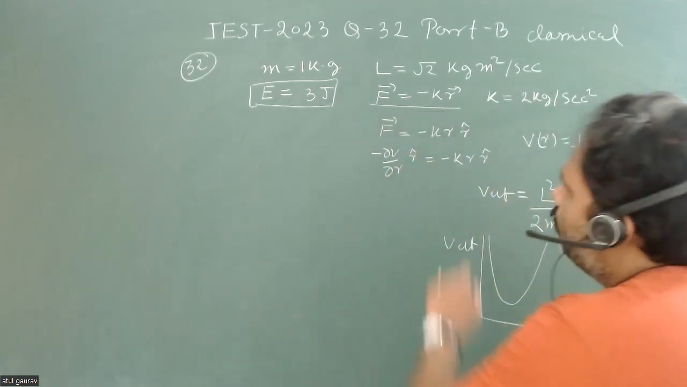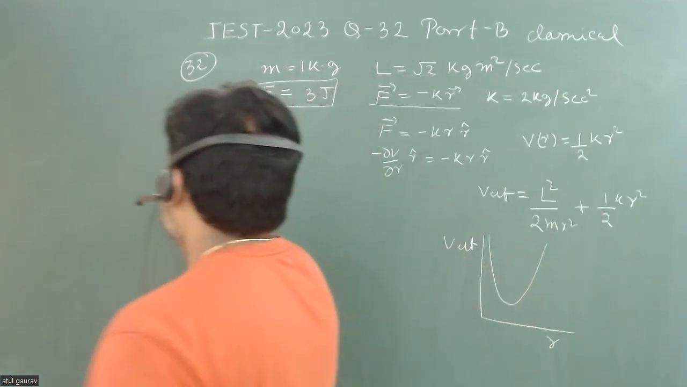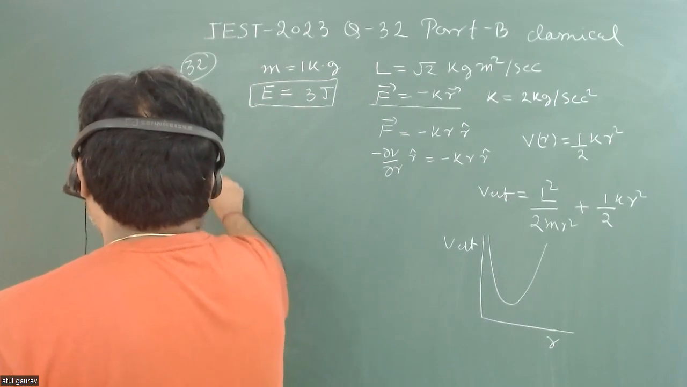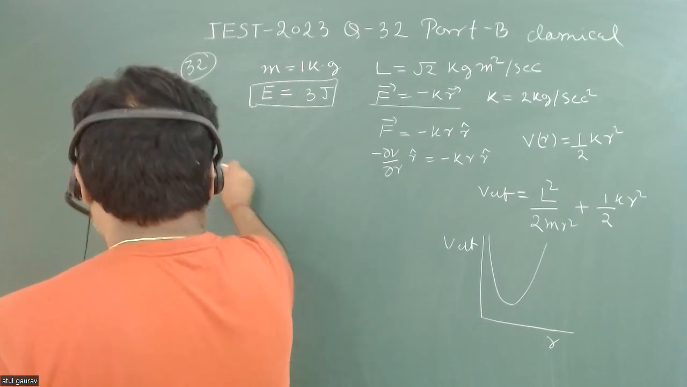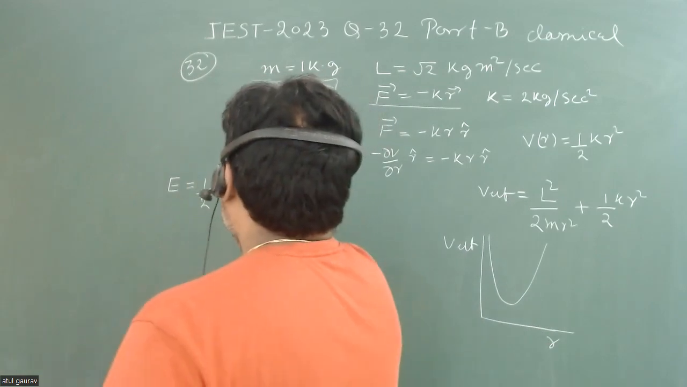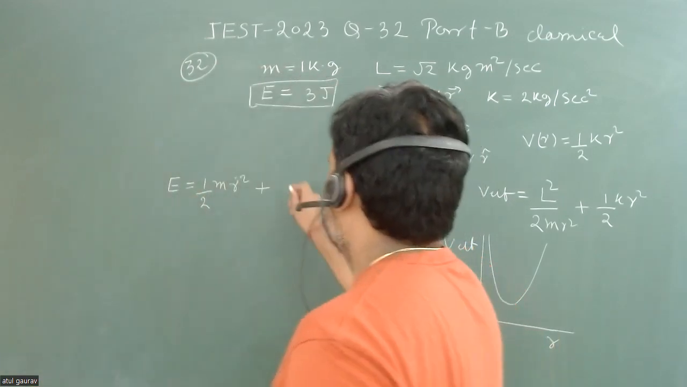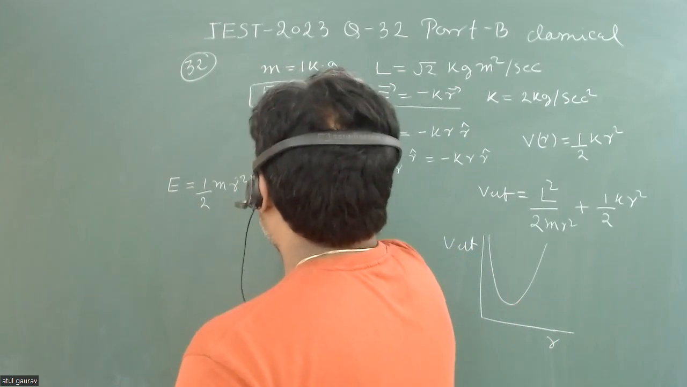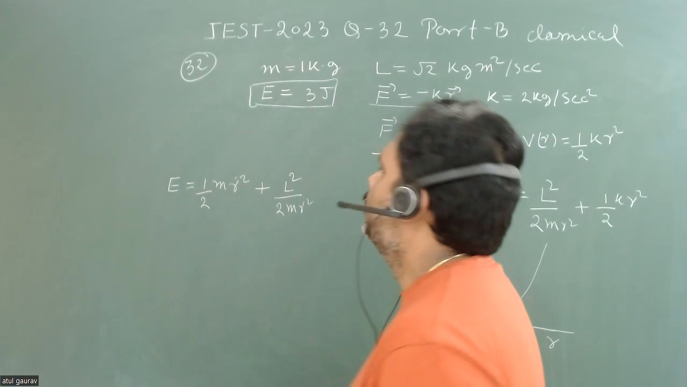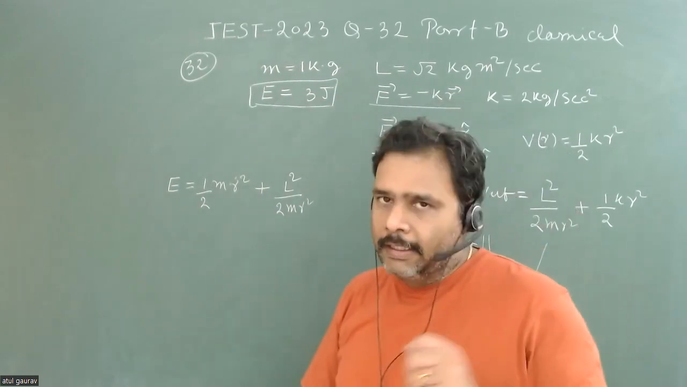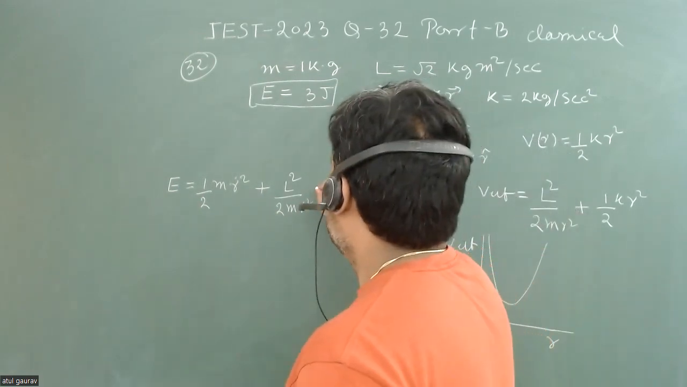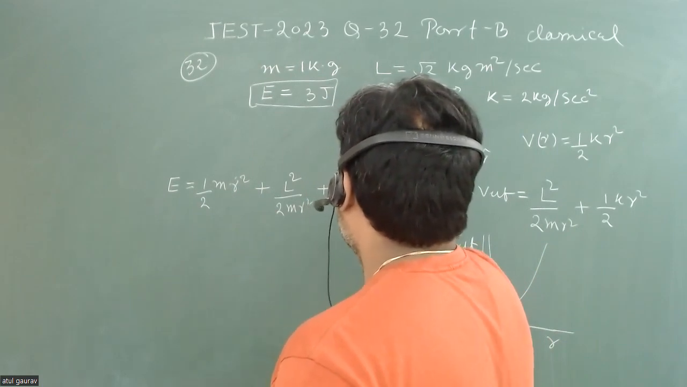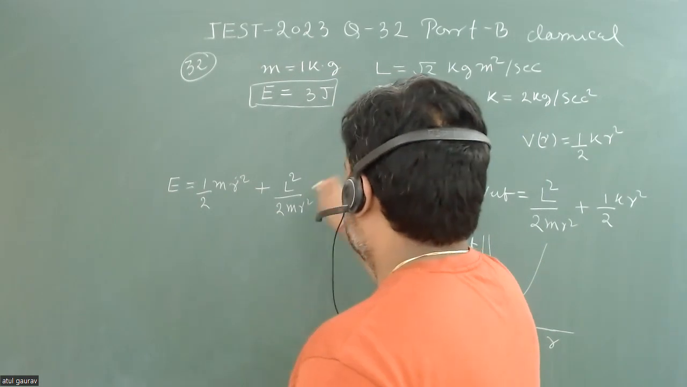For that, we have to write the equation of energy, and this equation of energy is half m r dot square. This is the translational kinetic energy. We can write my rotational kinetic energy as L square by 2m r square, because L is the given angular momentum, which is constant in nature because we are working with the central force. And we have potential energy. The potential energy is V(r), and this value is equal to half k r square.